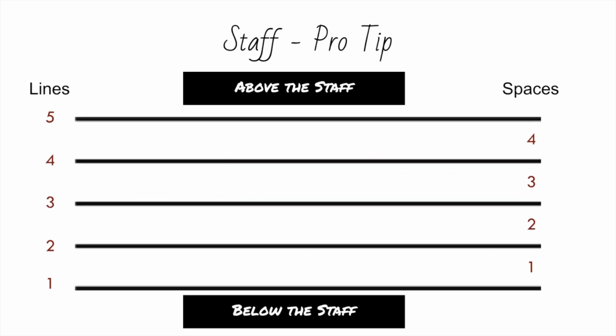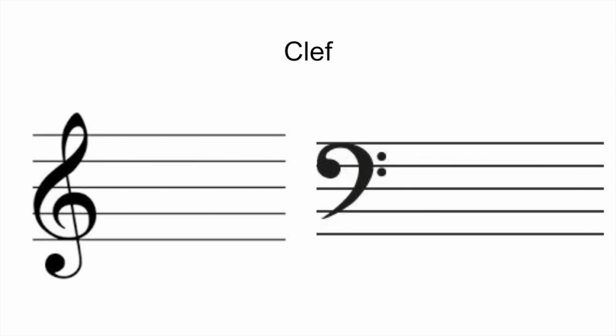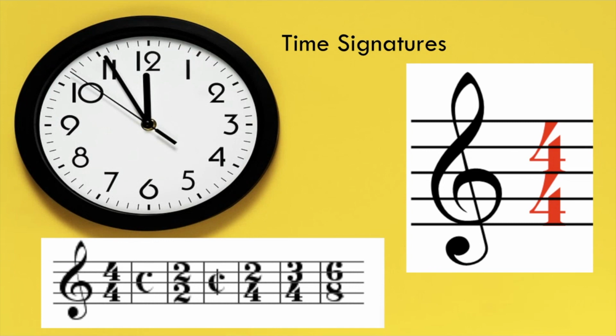Pro tip, if it's above the staff, we call it above the staff. If it's below the staff, we call it below the staff. Now we have clefs. The treble clef takes care of all the high instruments. The bass clef takes care of all the low instruments.